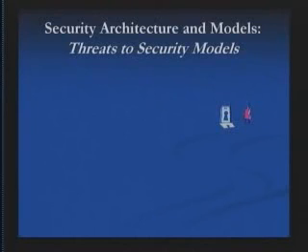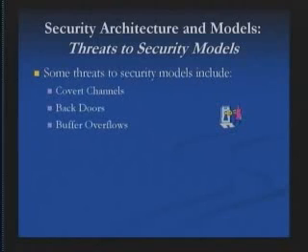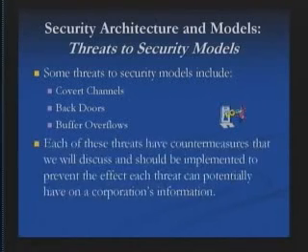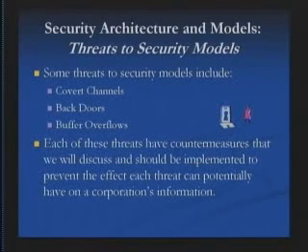Okay, so now we look at threats to security models. Some threats to security models include covert channels, backdoors. Also, that's a synonym for maintenance hooks. That would be a type of backdoor. Buffer overflows. And then each of these threats have countermeasures that we'll discuss and should be implemented to prevent the effect each threat can potentially have on the corporation's information.